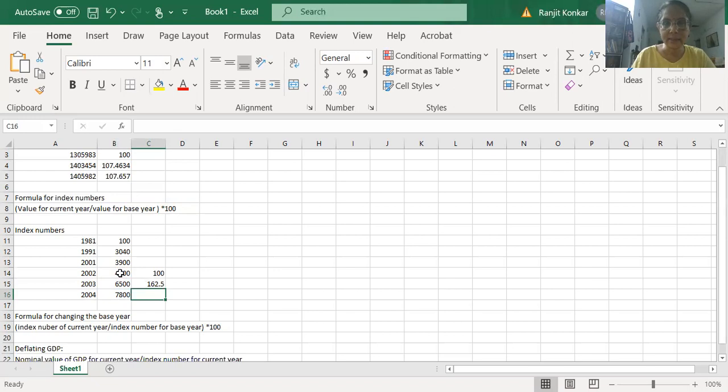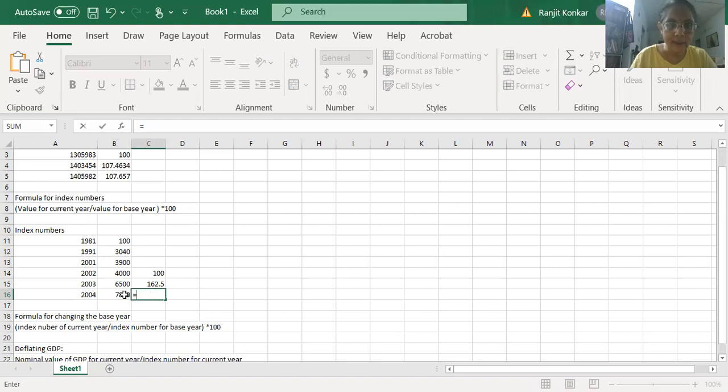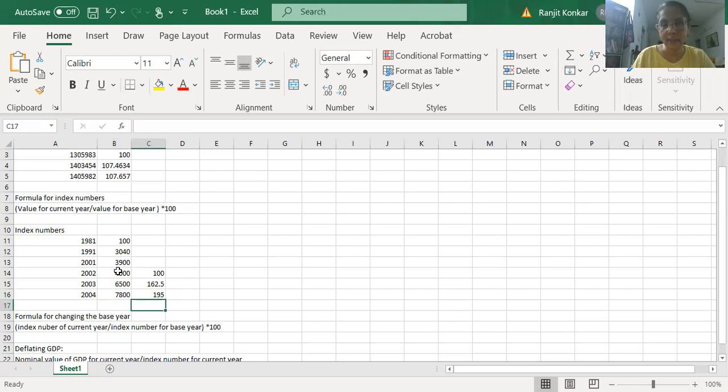And I get 162. Huge change as far as inflation was concerned. Then, I mean, these are not the correct figures. I have just generally created them. Now once again the same thing: I will take the current year, divide it by the value of the base year, and multiply it by 100, and I get 195. So the inflation rate has been extremely high. This is almost hyperinflation, at least from here to here, hyperinflation, from here to here, very high inflation.